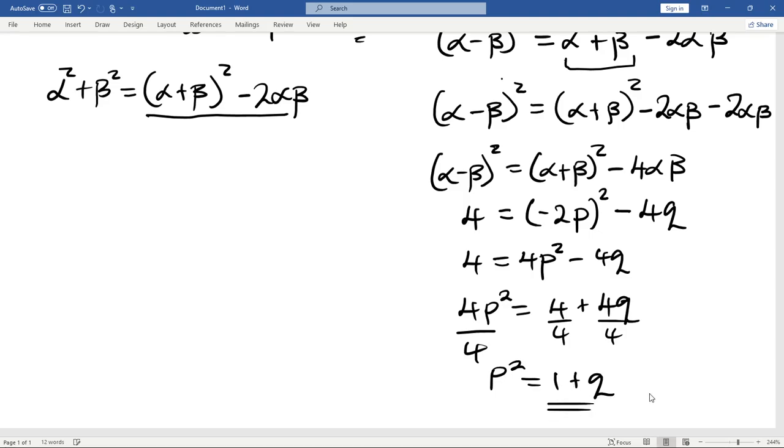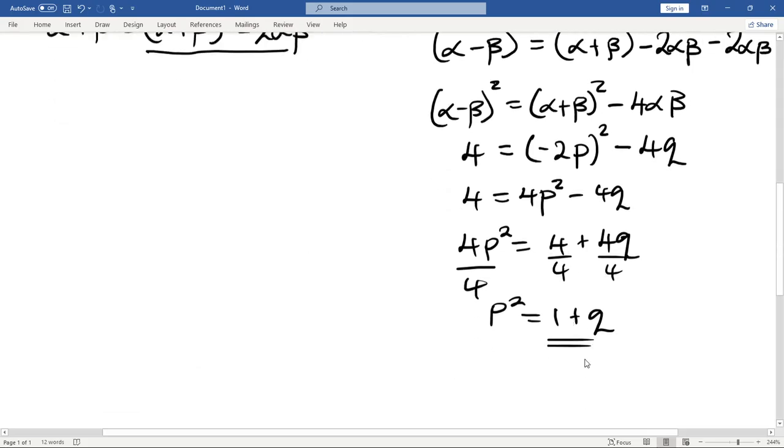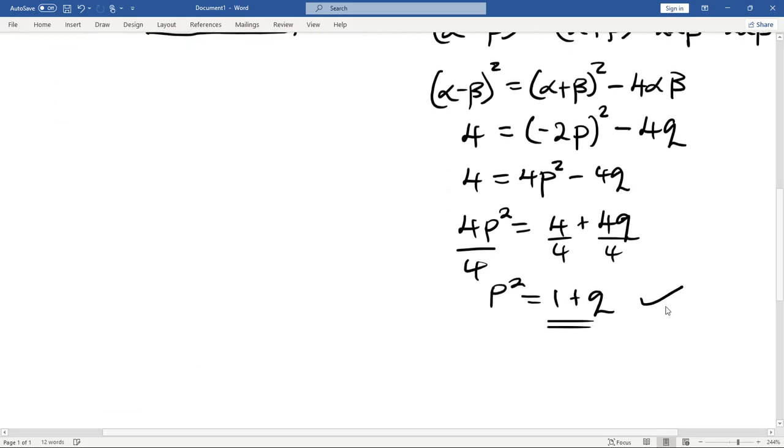Therefore we've shown that if the roots differ by 2, then p squared is equal to 1 plus q, which is the expression we were given.